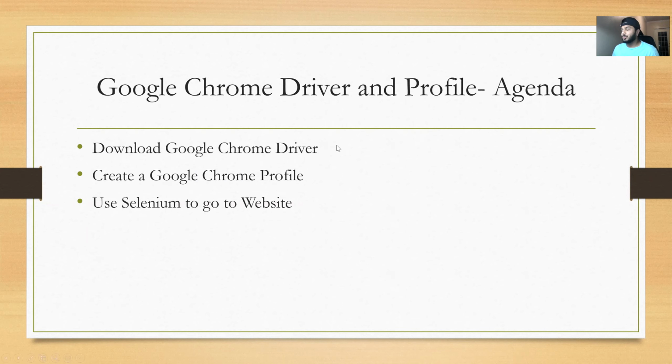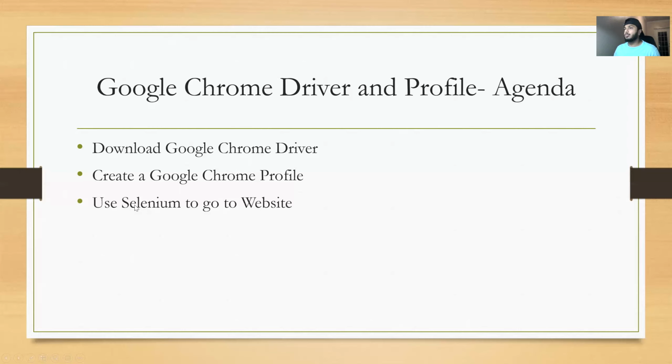Google Chrome driver is basically what Selenium will use to go to a website, the tool or executable file it will use. Now we're creating a Google Chrome profile because we have our default profile and we want to create another profile where we are going to tell it to remember our Amazon password and what have you. So that's what Google Chrome driver is and what a Google Chrome profile is.